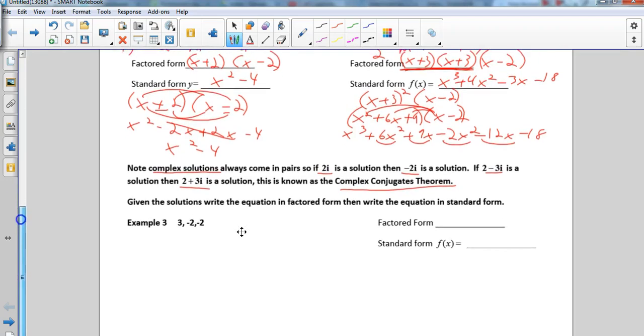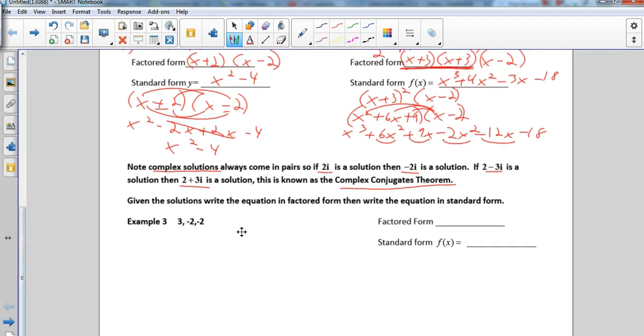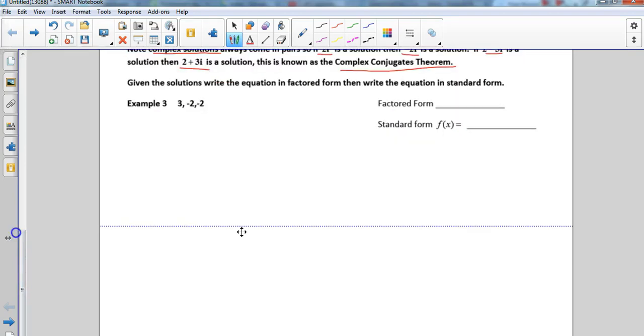So, given the solutions, write the equation in factored form, then write the equation in standard form. So, here we go. We don't need a drawing. These numbers here are the intercepts. Real quickly, 1, 2, 3, if we had it drawn out, and 1, 2. But notice, this is a bounce, because there's 2 of them.